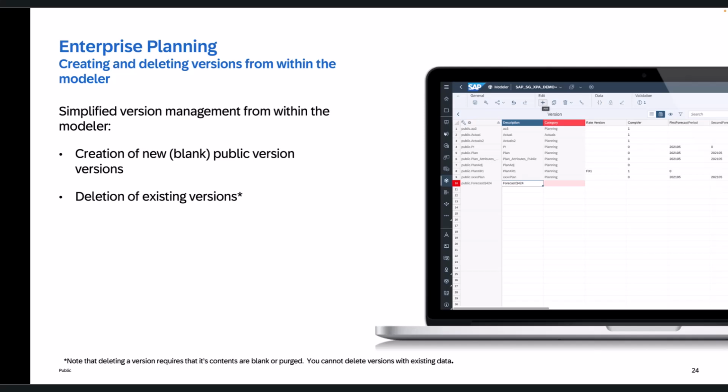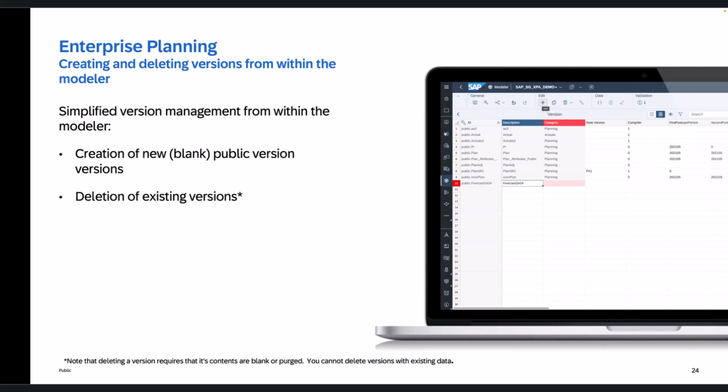So the first of these is an enhancement to version management within the modeler. Now within a version dimension, directly in the modeler, you have the ability to add new blank versions, or delete existing versions. Now, if you want to delete an existing version, you'll have to ensure that that version is blank. So you'll either have to purge the records or you'll have to know in advance that the version doesn't have any records. So of course, this improves and simplifies the version management process. You no longer have to go to the story to manage versions.